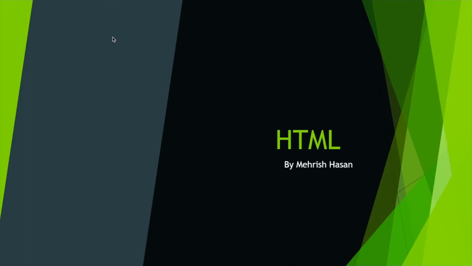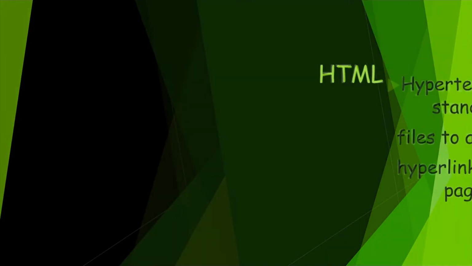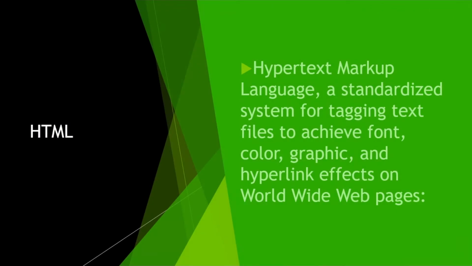HTML. HTML is a programming language which is totally dependent on its tags. It is a hypertext markup language, or a standardized system for tagging text files to achieve font, color, graphic and hyperlink effects on World Wide Web pages.